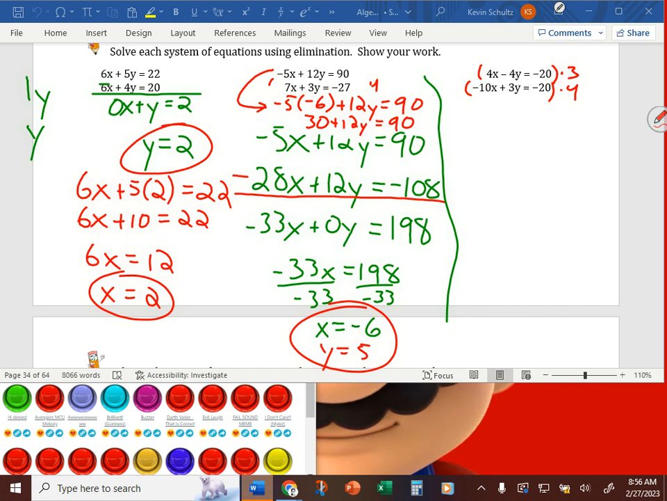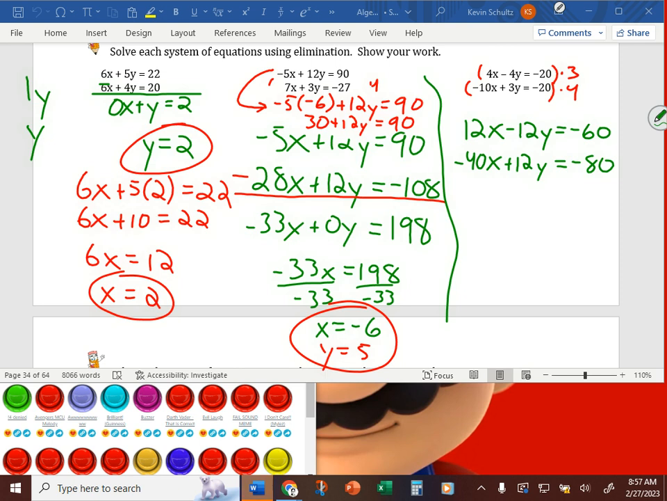Okay? So 4x times 3 is 12x. Negative 4 times 3 is a negative 12y. And negative 20 times 3 is a negative 60. Just distribute that 3 into every term in the parentheses. Now, multiply the bottom equation by 4. Negative 10 times 4 is a negative 40x. 3y times 4 is a positive 12y. And negative 20 times 4 is a negative 80. Right?